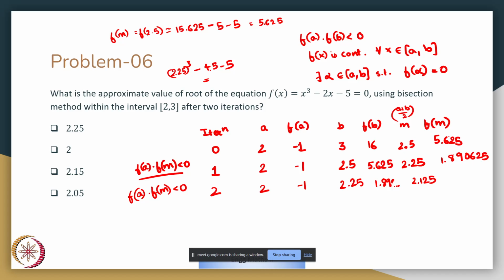So after two iterations, our best case value would be the midpoint of the bound after the second iteration, which is essentially 2.125. Yeah, I think I made a mistake with this option. This essentially should be 2.125.